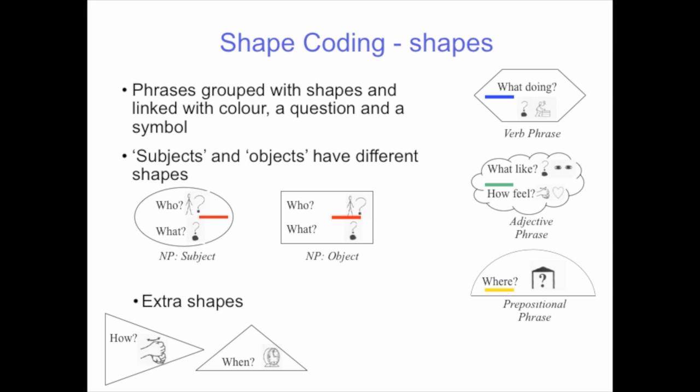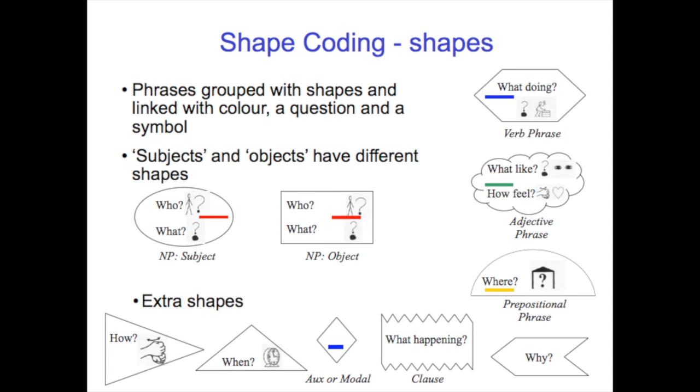There are some extra shapes which I use less often for how and when. Then there's the auxiliary shape or modal, which is very useful. This would be for is, are, was, were, has, had, and also the modals can, could, might, should, would, etc. And then there's a shape for clauses, which I only use if I'm working on conjunctions. This answers the question what happening, and the children I've worked with called this a cracker. And if you want to have a shape for the question why, then this is a shape you can use.